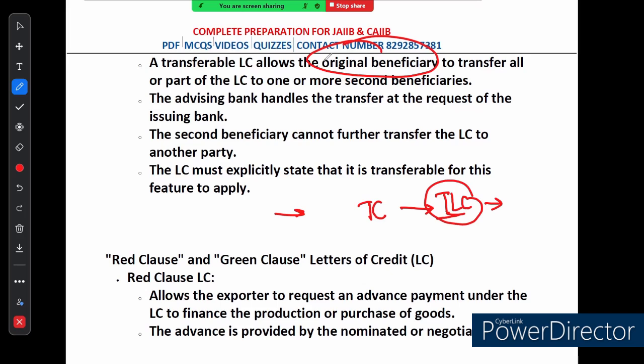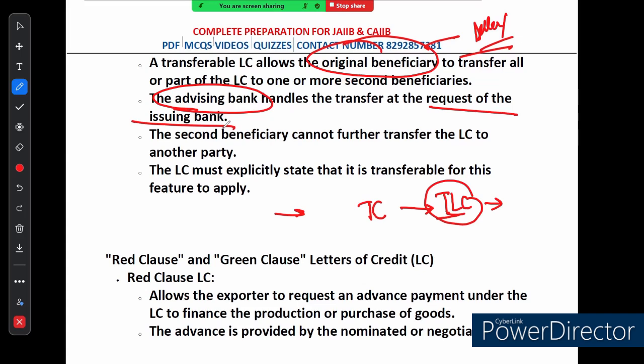Who is a beneficiary? Seller is the beneficiary, right? Exporter is a beneficiary. So this is what happens in the transferable LC. The transfer is managed by the advising bank. Here the advising bank's role comes into play, but it must be done at the request of the issuing bank, right? So the advising bank handles the transfer at the request of the issuing bank.